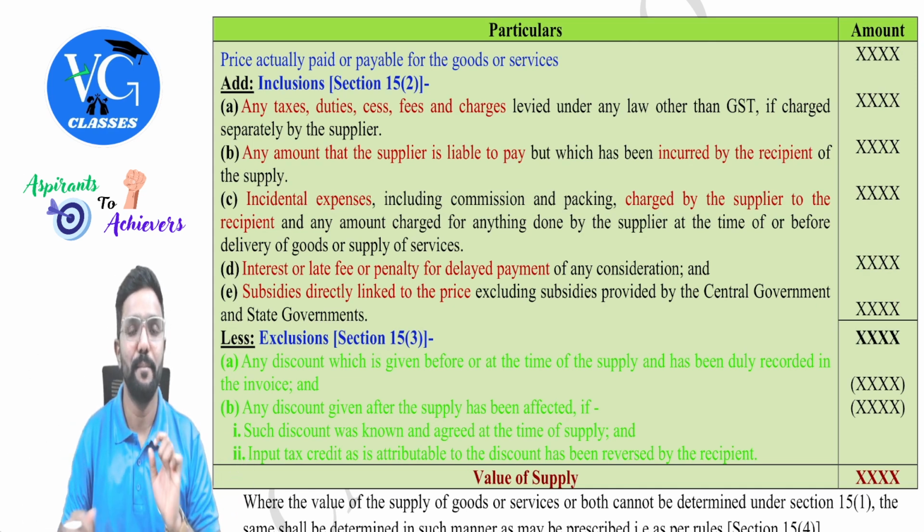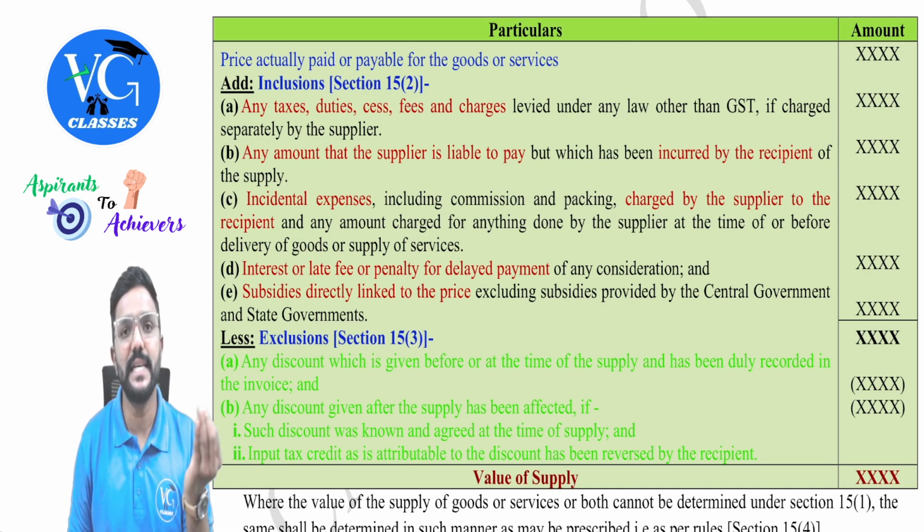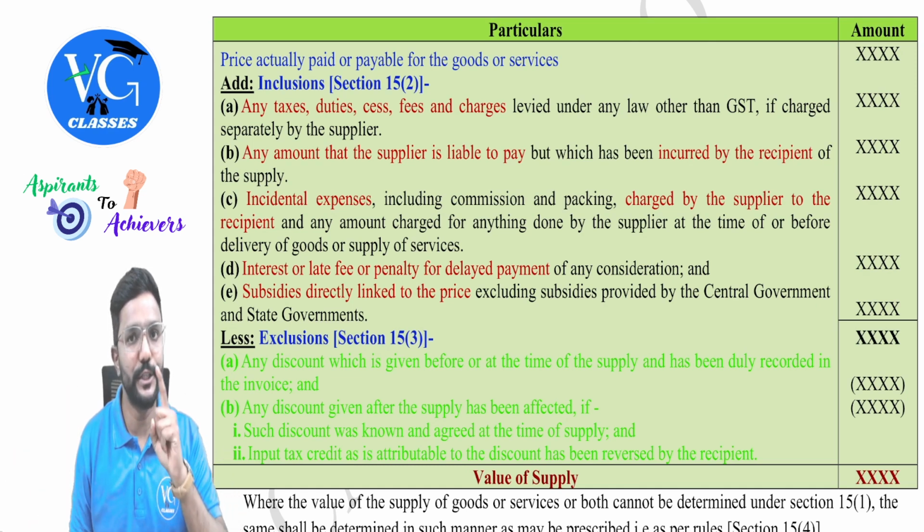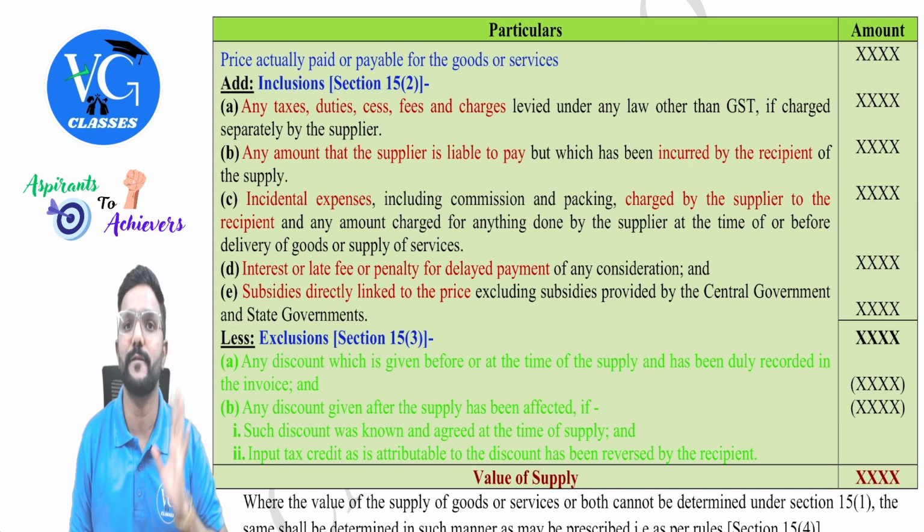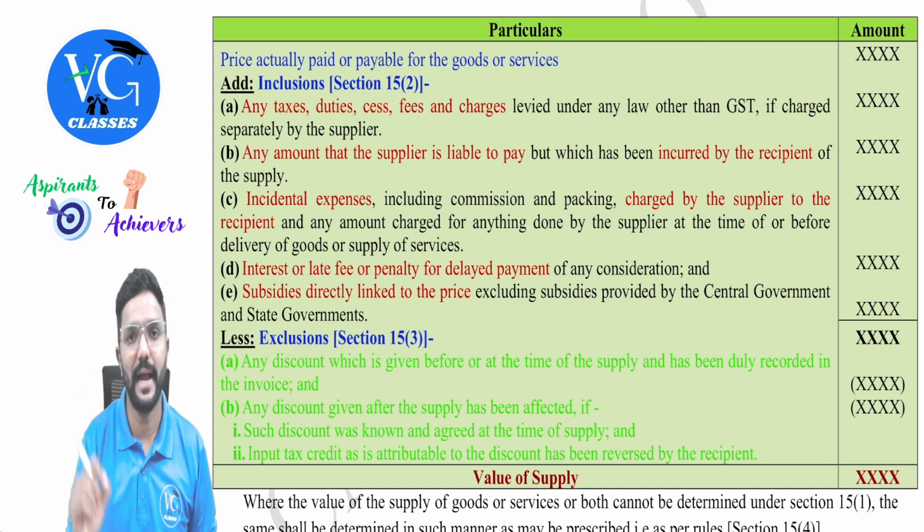Yes, guys. But there is a clarification given. If the seller is collecting TCS from the buyer, as it is an interim levy, it should not be included in the value of supply, which means we should not add it. We should not add it, guys.